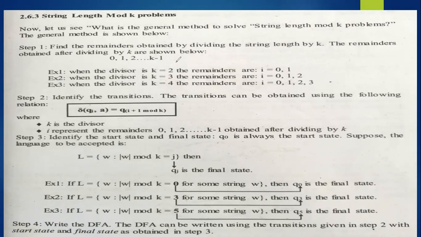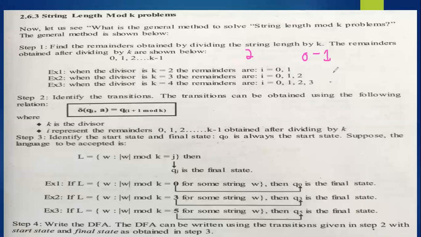Whatever the k value is, the remainders run from 0 up to k minus 1. If your k value is equal to 2, the remainders will be 0 to k minus 1, that is 2 minus 1, which is 1, so 0 and 1. Example 1: when the divisor is equal to 2, the remainders are 0, 1. If k is equal to 3, the remainders are 0, 1, 2. If k is 4, the remainders are 0, 1, 2, 3.